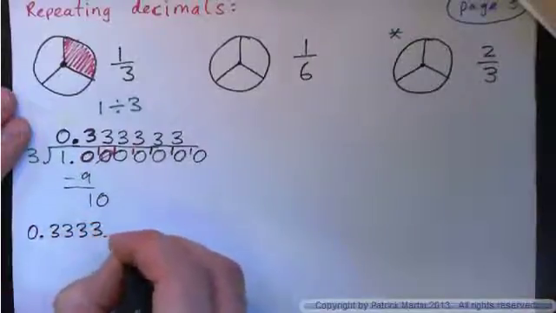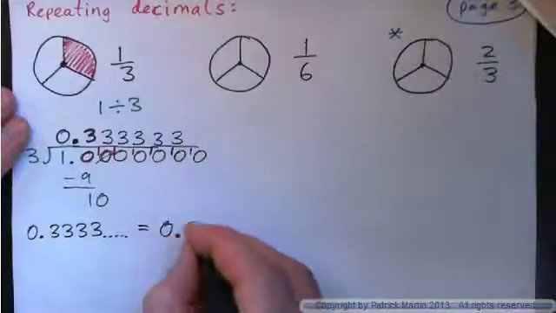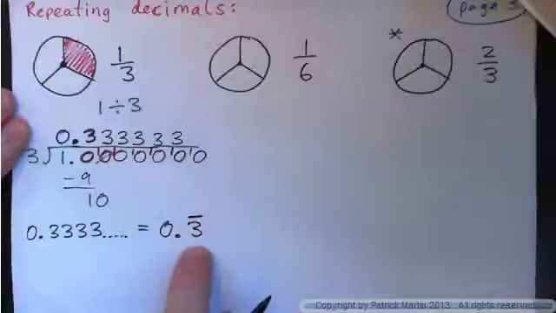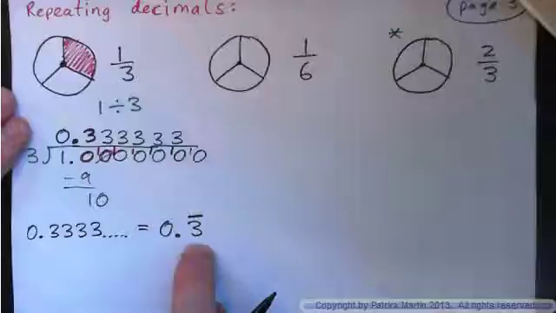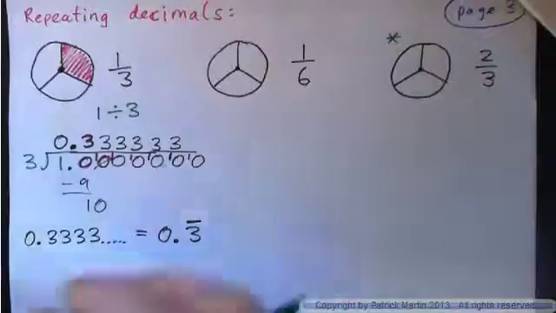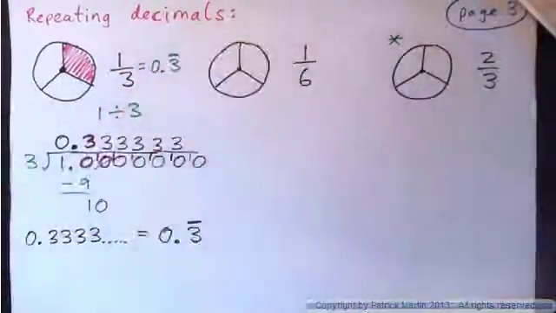0.3333 continuing. That can also be written like this: 0.3 with a bar above the 3 to show that the 3 keeps continuing forever. Okay? So that's something to learn. So we can say that 1/3 as a decimal is 0.3 with a bar above the 3.